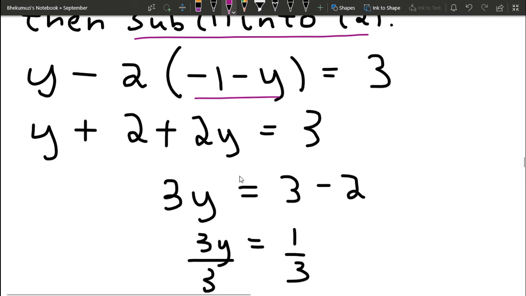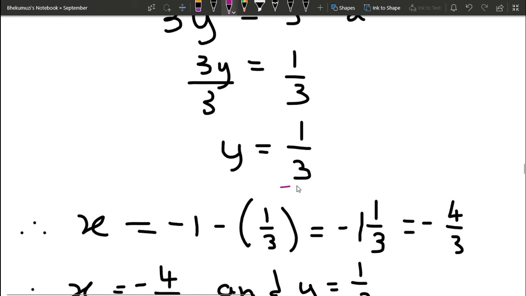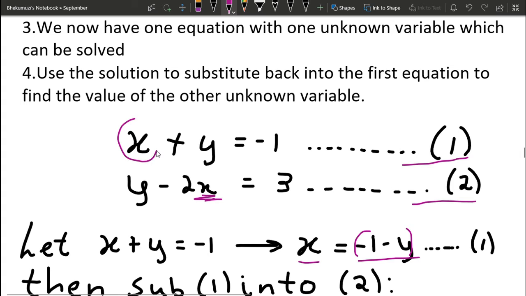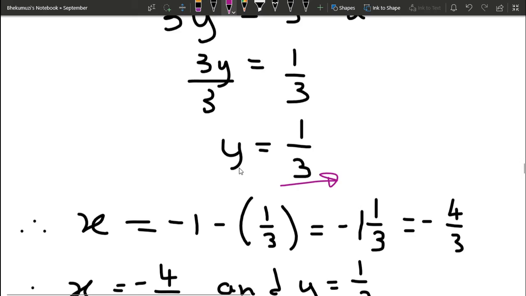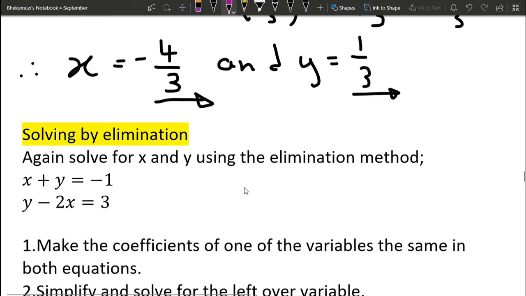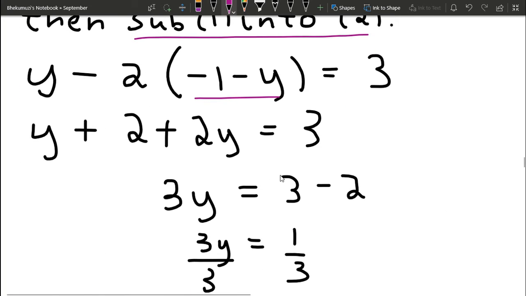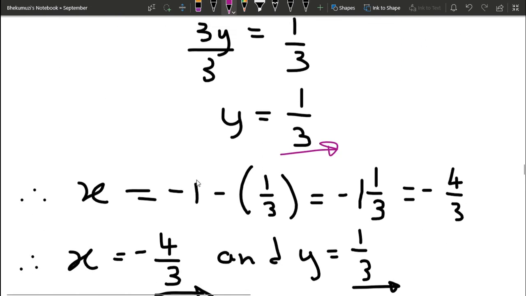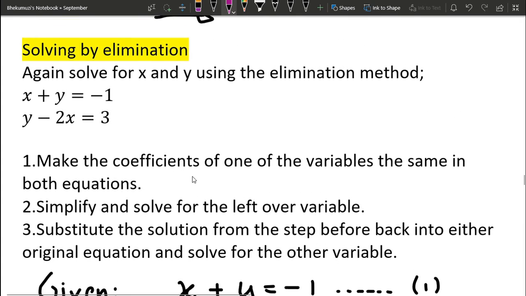And then I solve it as I normally solve an equation, and I find my answer is 1 over 3. And then I take my answer 1 over 3, and I resubstitute it into the equation that I started with, which is the first one. And then I get my final answer, which is -4 over 3. And that's it. So there are two methods. This method is called the substitution method because I substituted one equation into the other.